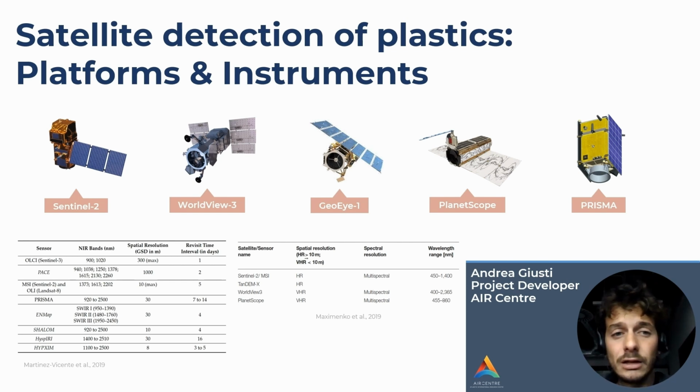This list includes optical multispectral instruments such as the Copernicus Sentinel-2 and Sentinel-3 sensors. In addition, also commercial satellites such as WorldView, GeoEye, or PlanetScope. But hyperspectral missions have also been used and tested, specifically PRISMA, which is a mission led by the Italian Space Agency. And furthermore, active sensors have also demonstrated their potential for specific detection of marine plastic debris. But our focus here remains on passive optical sensors.